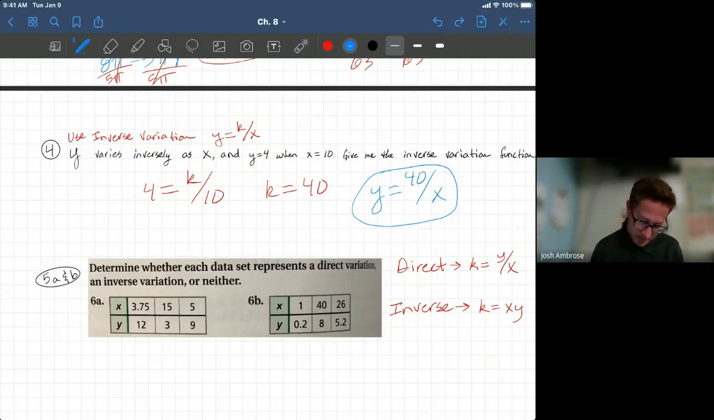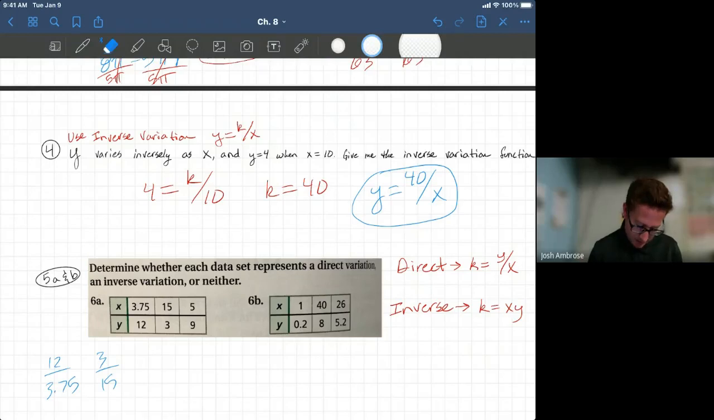So for direct, we have to do y divided by x. All right, so I'm going to do 12 divided by 3.75. Then I'm going to test 3 divided by 15. Okay, plug that into the calculator. 12 divided by 3.75, 3 divided by 15. They do not equal at all, nowhere near close, and you should be able to see that right off the bat. So we know that it is clearly not direct.